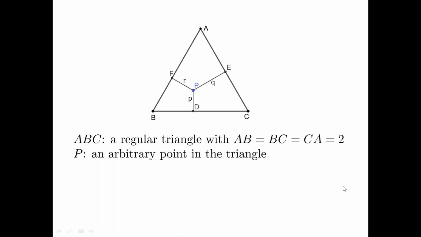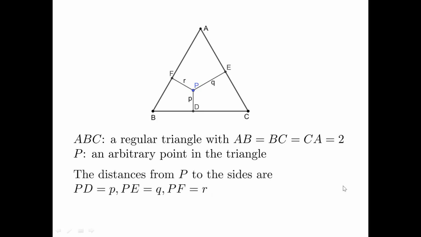Let ABC be a regular triangle with side length 2 and P an arbitrary point inside the triangle. The distances from P to the three sides BC, CA, and AB are p, q, and r respectively. Question: calculate p plus q plus r.